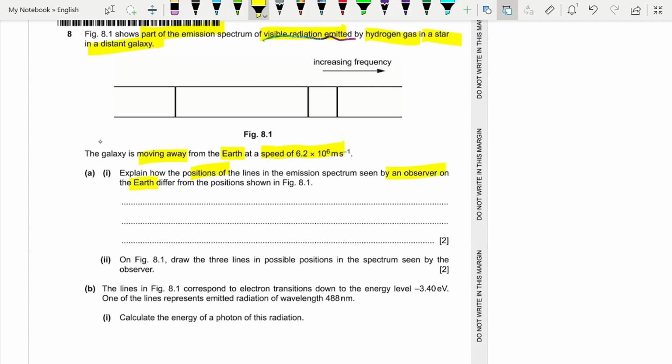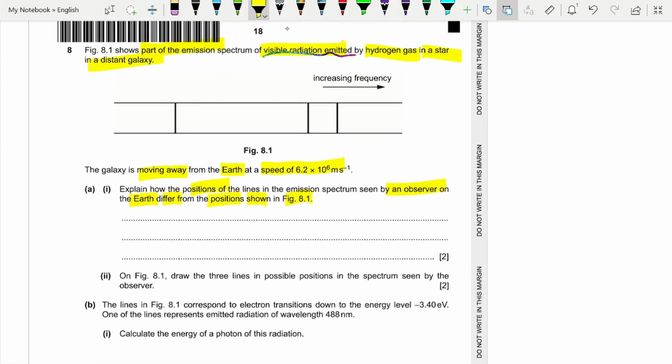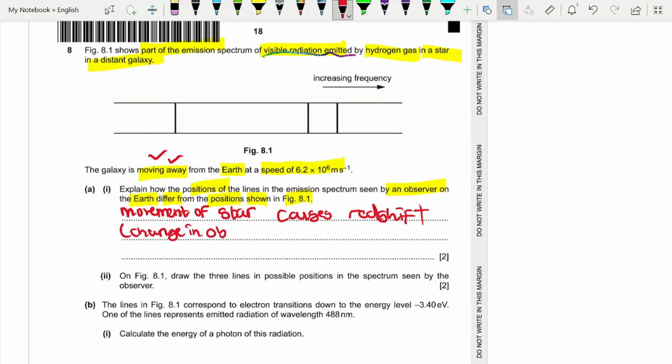So I know if you're moving away, I've been given a hint, it's moving away, and the moment it starts moving away, redshift occurs. It's going to appear to be longer than what it actually is. So the movement of the star causes redshift. As the star is moving, the light becomes longer and longer, shifts towards the red region, and it's going to be redshifted. Because as the star is moving away, the light that we receive is going to shift towards the red spectra when these kind of graphs are being plotted.